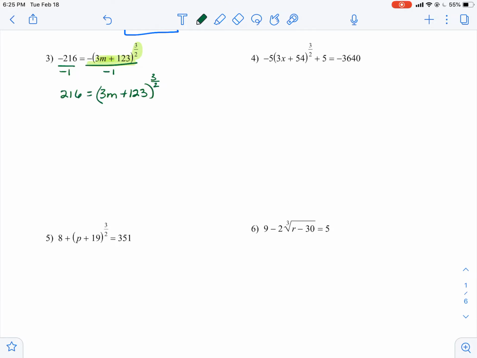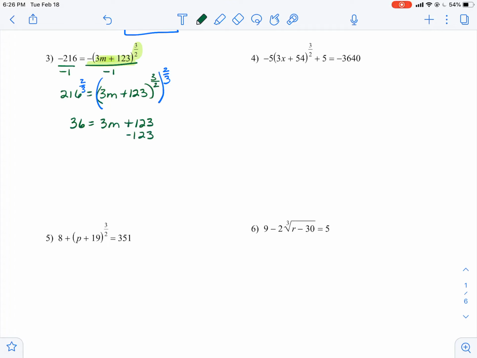So again, I am now going to do the reciprocal root, which is what we just did. So the cube root of 216 is 6. 6 squared is 36. And we still have the 3m plus 123.